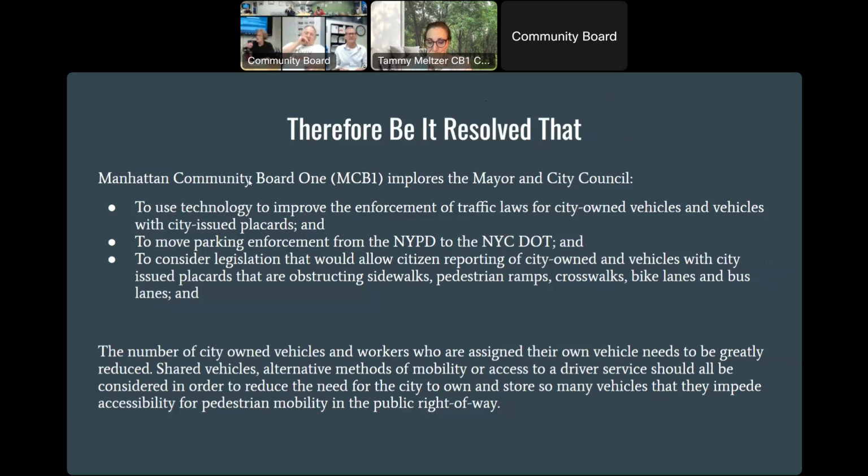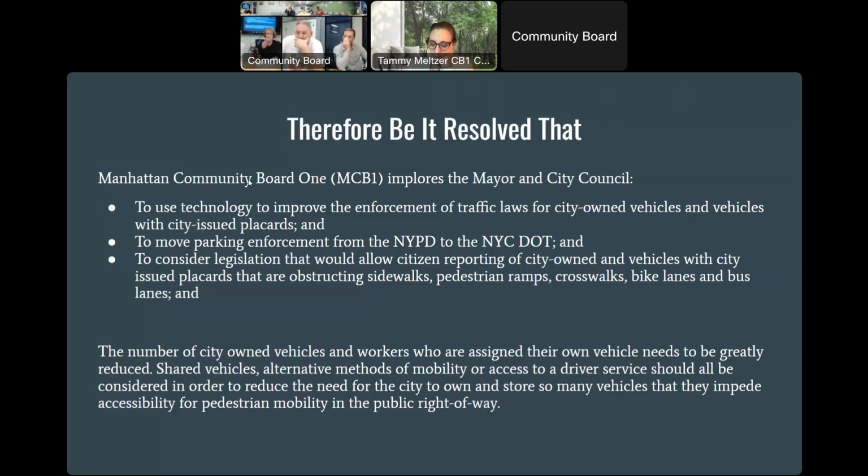And Brendan, in response to your change to that last bullet, if it just ended with "they must be accessible," is that adequate? Sorry, Betty, can you repeat that? Well, I feel like there should be a bullet that says we should consider legislation that would allow citizen reporting. The citizens can report already. But then nothing happens. It gets routed to the NYPD.